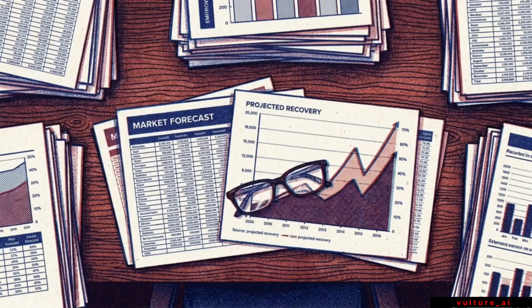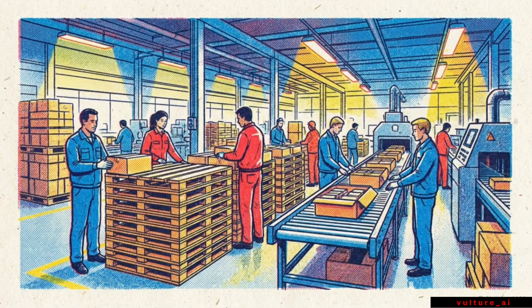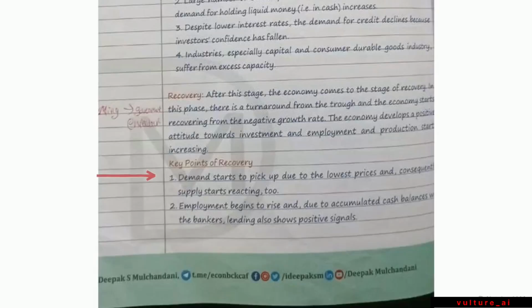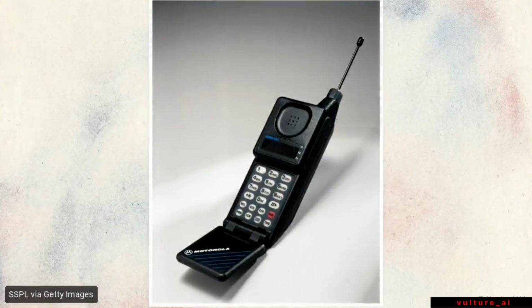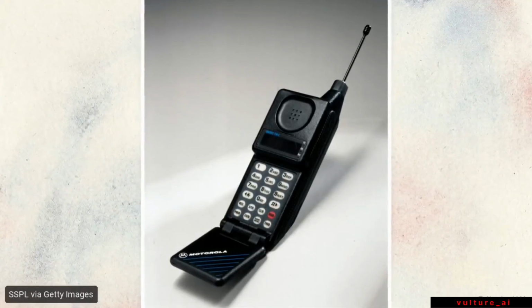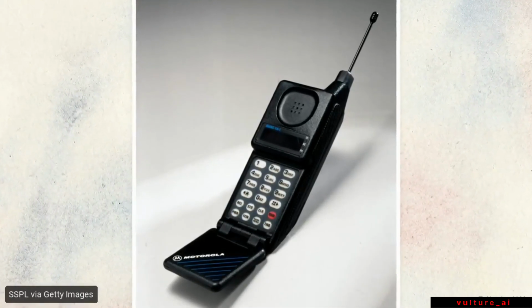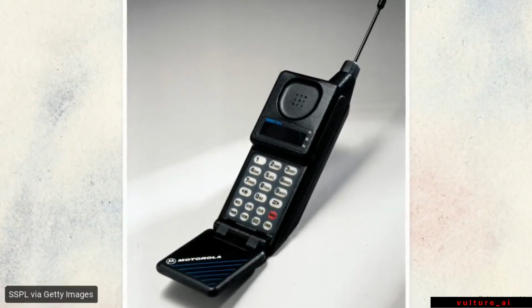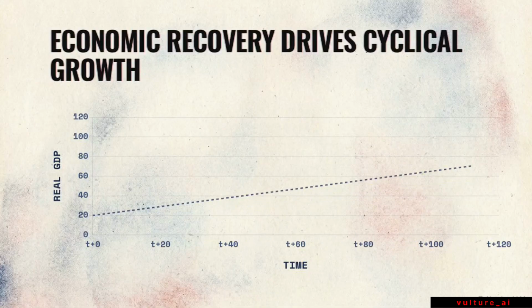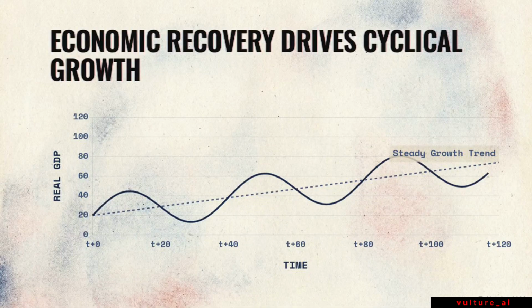Once the market clears non-productive debt, the economy enters the final phase, recovery. As noted in this text, recovery begins when low prices stimulate new demand. Producers develop a positive attitude toward investment and begin replacing depreciated equipment. Innovation can accelerate this phase. For example, the boom in mobile technology created new capital demand and hiring cycles, shortening the path back to steady growth. The recovery phase pulls the GDP curve back up to the steady growth trendline, completing one full cycle and beginning the next.